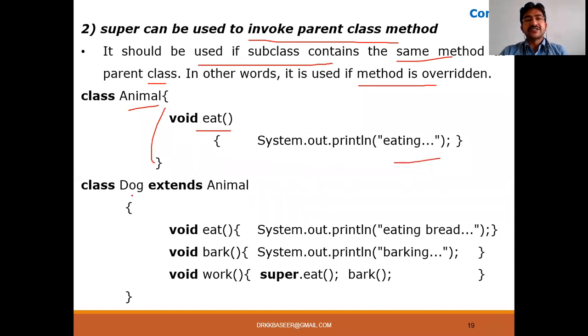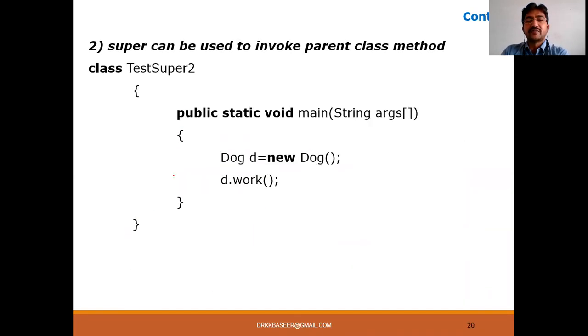Okay. Now I'm extending the animal class by creating a subclass called dog, and here I'm using a method called eat, which belongs to dog. Now I'm using another method in the dog class, bark. Another method called work. Now this is the end of the dog class. Now coming to the main method.